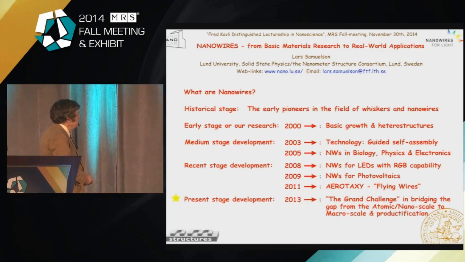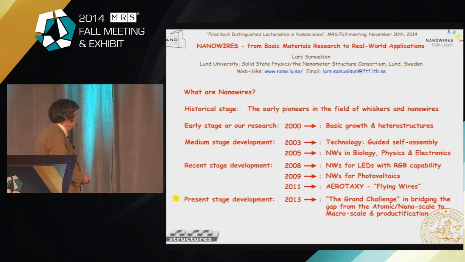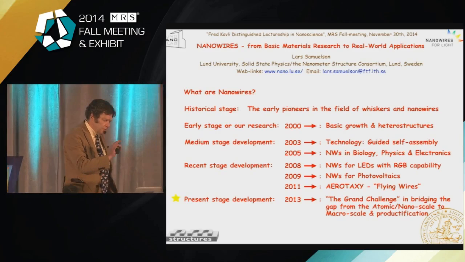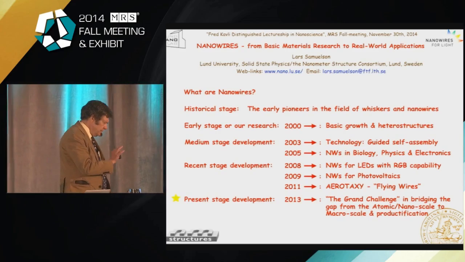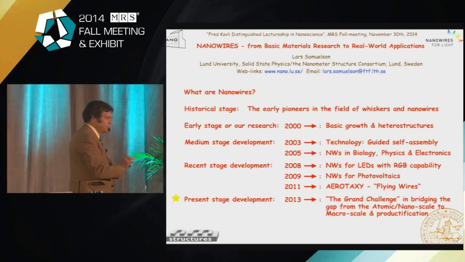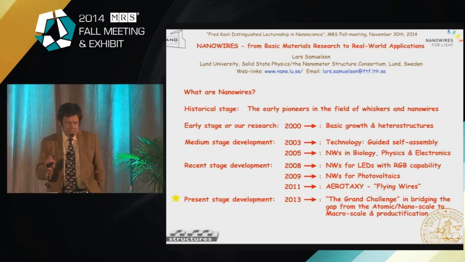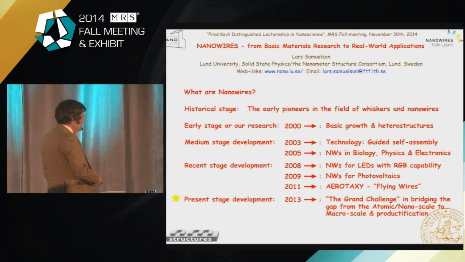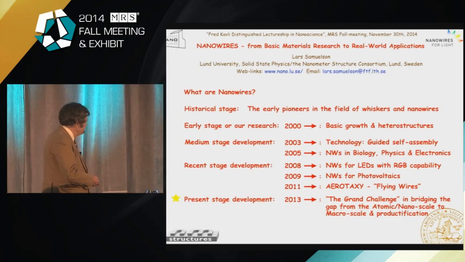And towards the end, this is now the present stage of development, the challenges we see right now. To not be satisfied with having discrete small nanowire devices, but really seeing how you can, by clever self-assembling techniques, bridge the gap from this atomic nanoscale all the way to the macro scale, and also what we call productification.